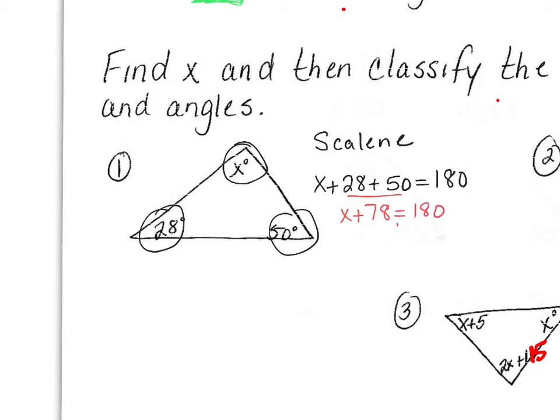So I get x plus 78 equals 180. Put my wall up. Subtract 78 on both sides. So what's x going to equal? What's x going to equal, Bella? 102, is that what you said? 102 degrees, right? So this angle right here is 102 degrees. So it's scalene. Is it acute? No, it's what? Obtuse.